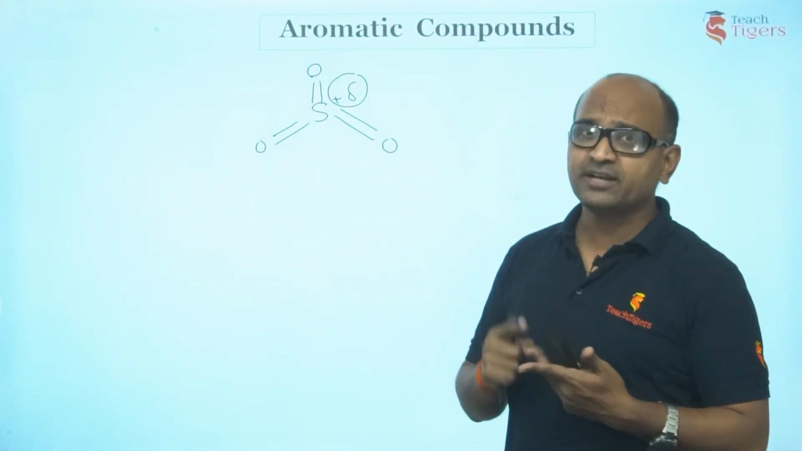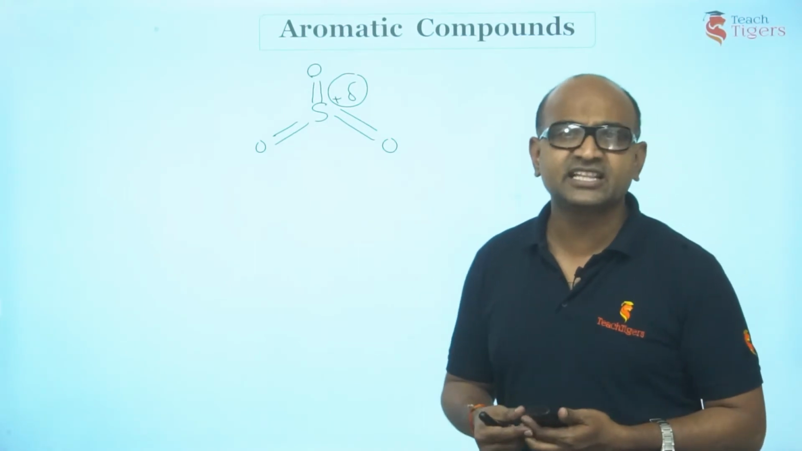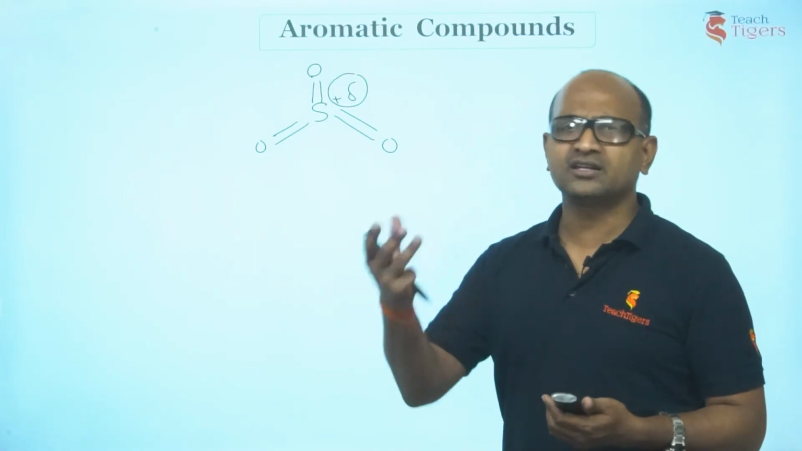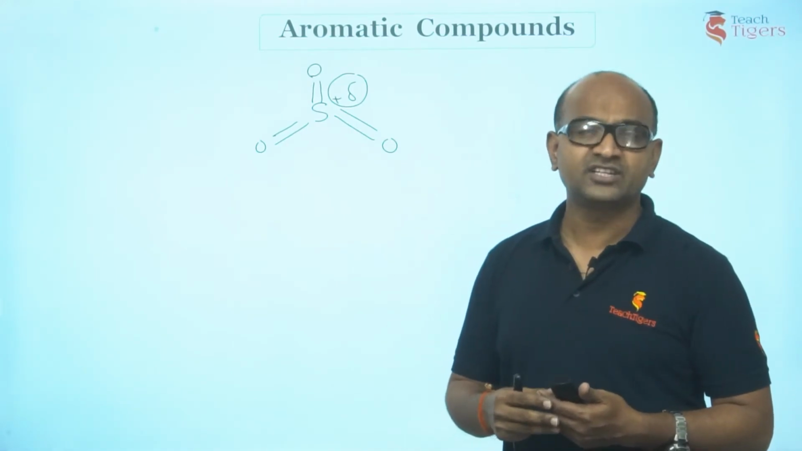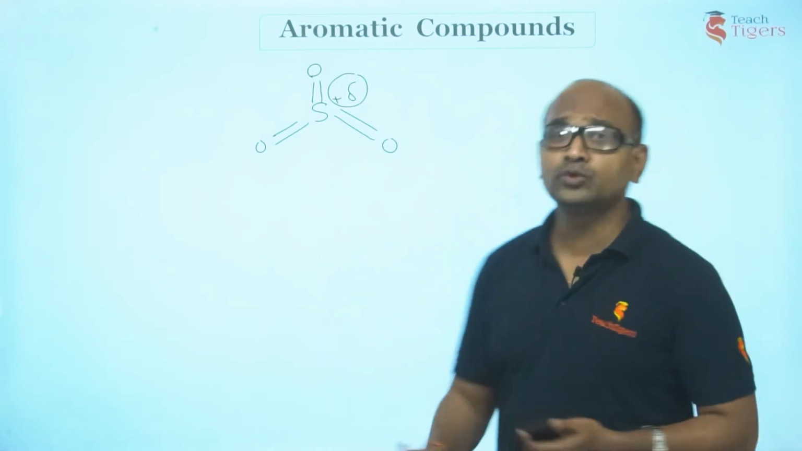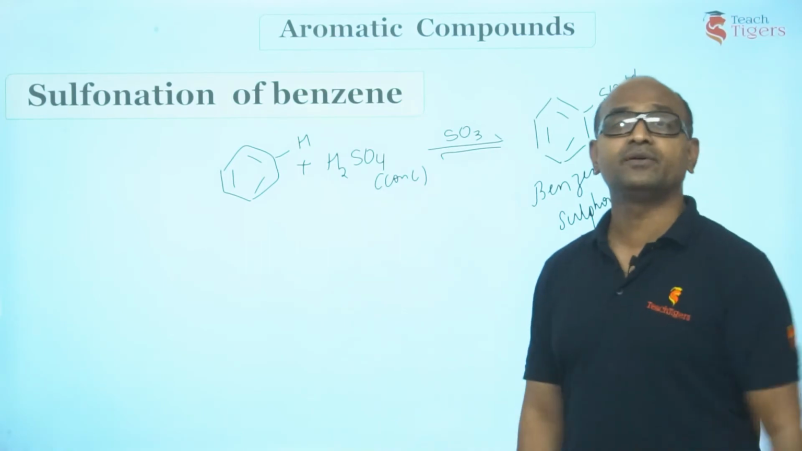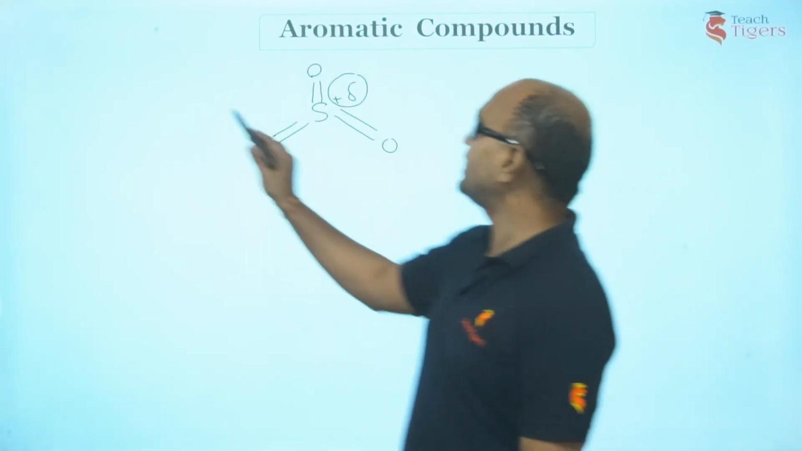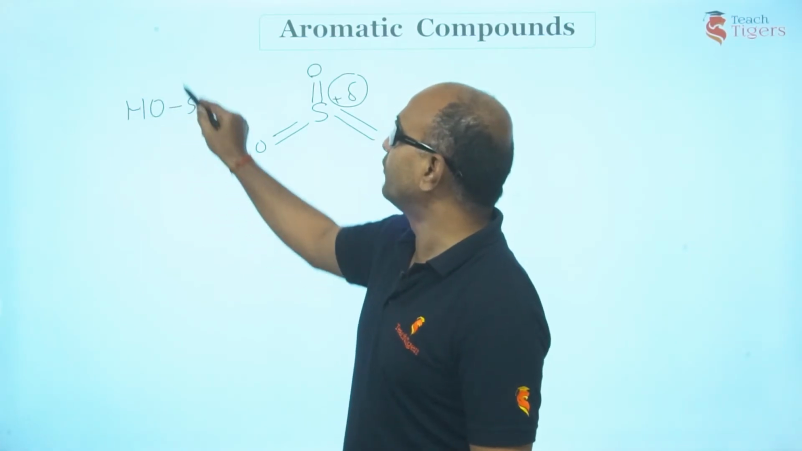In chlorination and bromination, we used a Lewis acid, say AlCl3 or FeBr3, etc., to enhance the electrophilic character of the species. Here also we do the same. What do we use? We use concentrated sulfuric acid. So what is happening here? I'll tell you. Sulfuric acid is H2SO4.